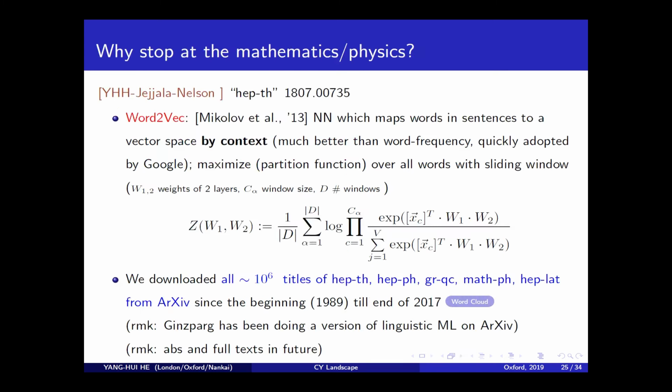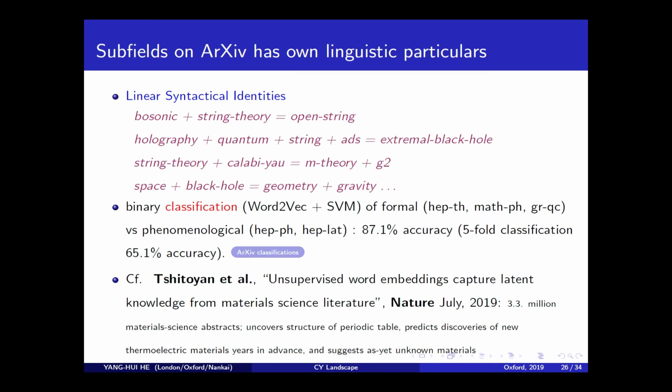So just by running Word2Vec on this archive, just on the titles alone, you get some wonderful results. You get linear syntax, because you're mapping these things to vector spaces. So you get identities like bosonic plus string theory is equal to open string. In other words, the most probabilistic word in this vector space that adds these two is open string. This is completely correct. Of course, I'm cheating here. You also get a lot of nonsense, but at least these ones caught the eye.